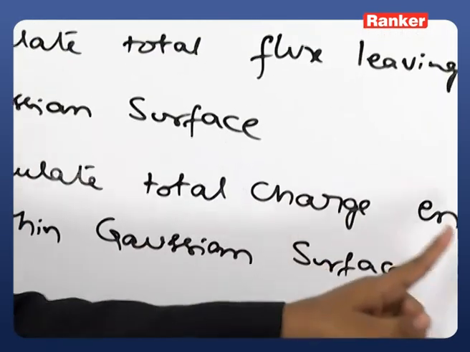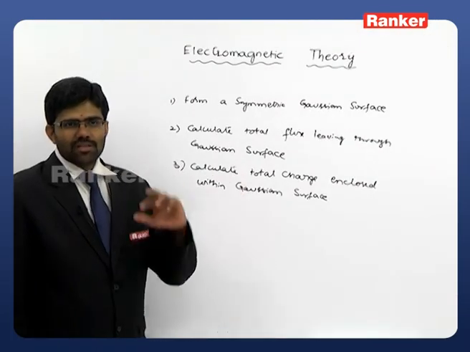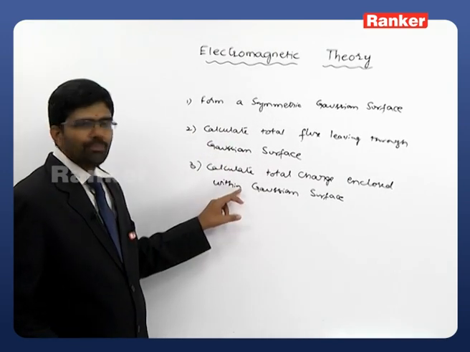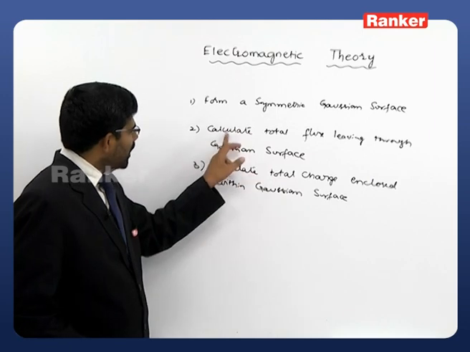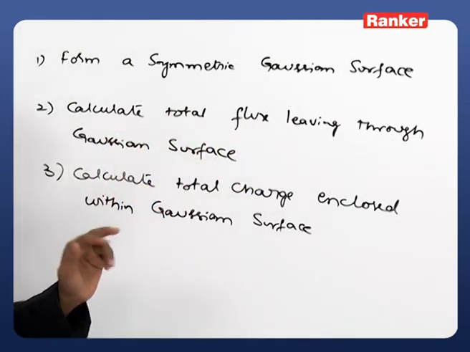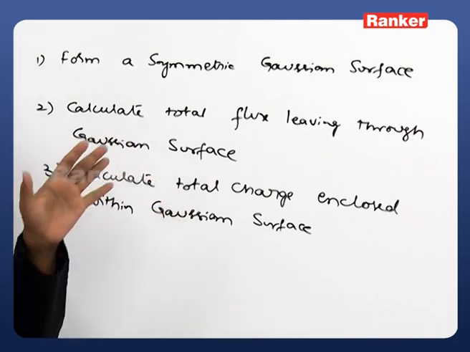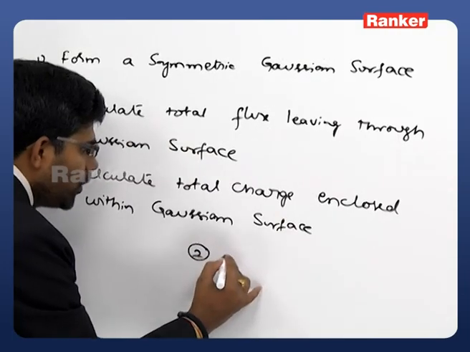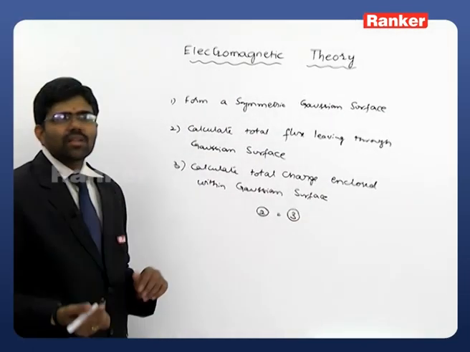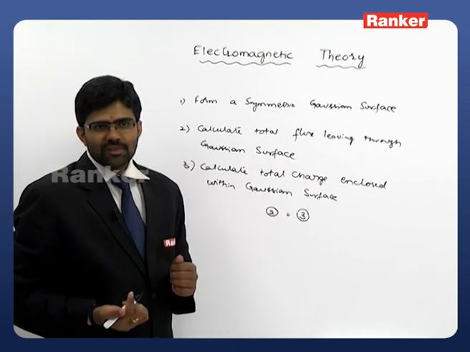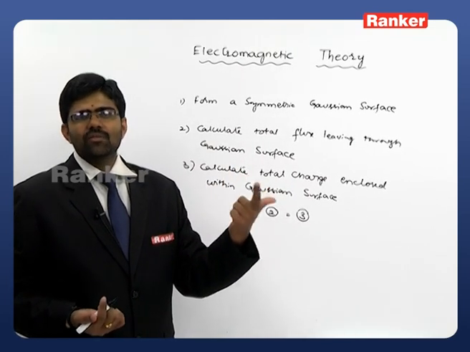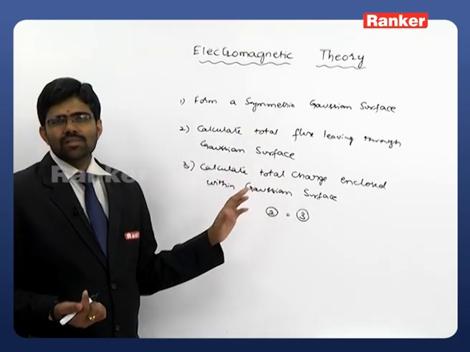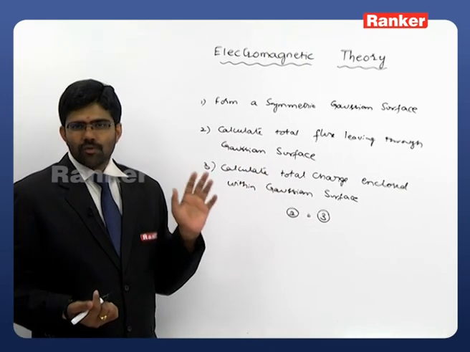calculate the total charge enclosed within the Gaussian surface. Here step 2 and step 3, these two are very important steps. If you are able to find these two, then obviously the problem is over. Calculate the total flux leaving through the Gaussian surface and calculate the total charge enclosed within the Gaussian surface. And as per our Gauss law, these two are the same. That is, 2 equals 3 will give us the required quantity, that may be electric field intensity or electric flux density, right? So if we adopt these three steps, then obviously the equation is very simple to find for any type of charge distribution.